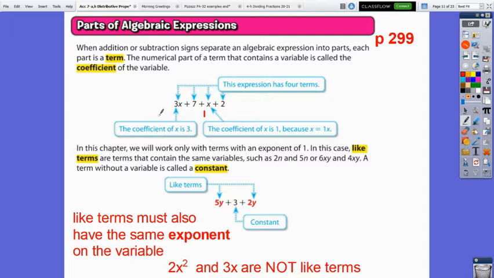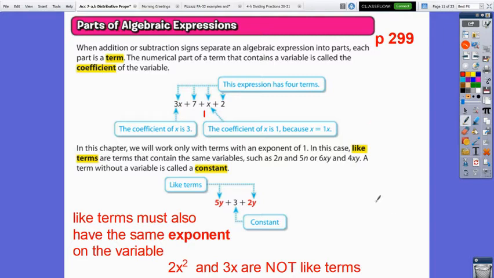And so this expression has 2 x terms and 2 terms that do not have a variable. Those are called constant terms or just constants. A constant is a number that's always the same. Variables can change. So if there are no letters in your term, no variables in the term, it is a constant term.